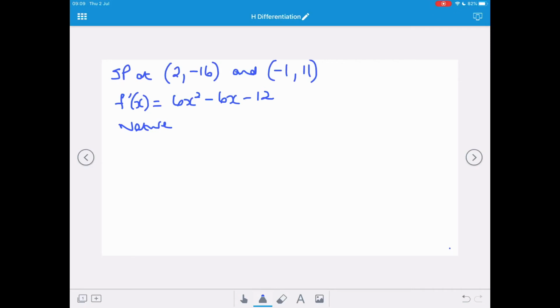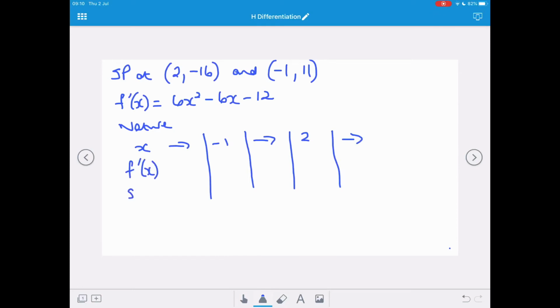So our nature table is going to be any value of x before -1, then between -1 and 2, and then beyond 2. Remember, you must put your values of x from smallest to biggest. So we need to look at what happens to the derivative. We know at -1 there's a stationary point, and at 2 there's a stationary point, so the gradient is 0 and the slope is flat.